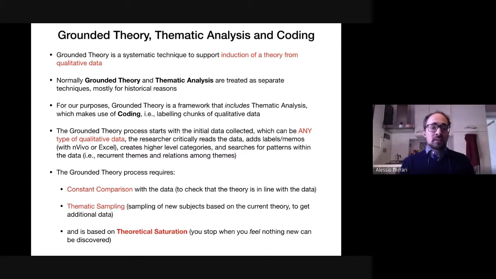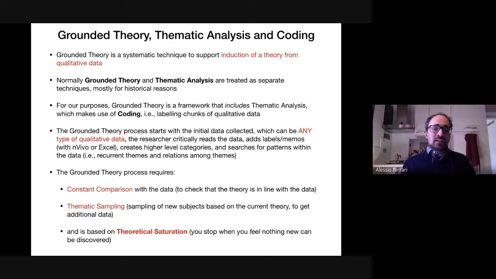Grounded theory process requires constant comparison with the data, as I said, to check that the theory is in line with the data. So I want to always check that what I have extracted in terms of themes is actually grounded in the data that I've collected and in the codes. Thematic sampling, so sampling of new subjects and new information in general based on the current theory, gets additional data to validate the theory and to verify that certain patterns that I suspect in the existing data are actually general patterns that manifest themselves in a wider population.